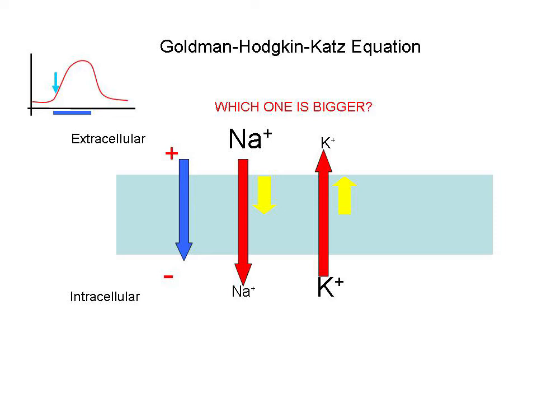But the question is, which one is bigger? Because if one of those fluxes, the sodium influx or the potassium efflux, is bigger, then there will be a net positive ion movement either from inside to outside or from outside to inside, which will either decrease the charging of the membrane, or increase the charging of the membrane. So we have to know which one is bigger.